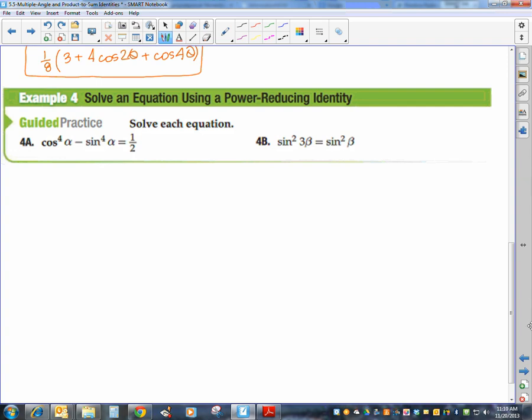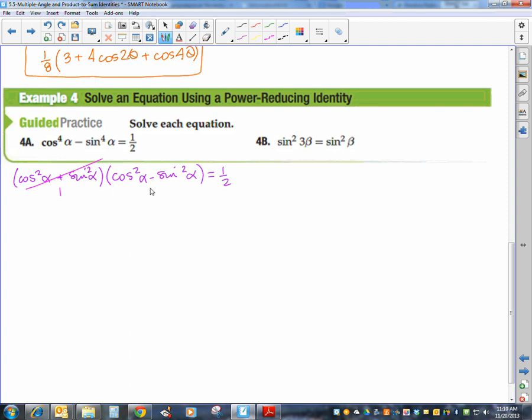Sometimes that's helpful. In this particular one, I looked at this problem and I see cosine to the fourth, sine fourth. I'm going to think that that is the difference of two perfect squares. So I'm going to write cosine squared alpha plus sine squared alpha times cosine squared alpha minus sine squared alpha equal to 1/2. Okay, what is cosine squared plus sine squared? It equals 1, so I don't need to worry about that anymore.